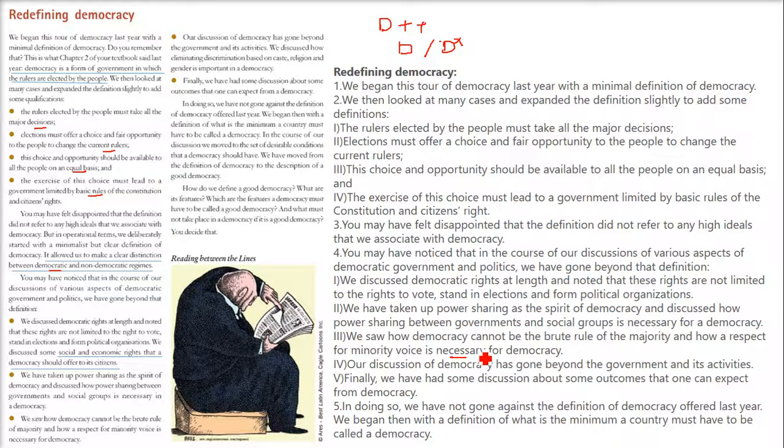So our discussion of democracy has gone beyond the government and its activity. We have discussed some outcomes that we can expect from democracy. If we have a democracy, what are the outcomes that we generally see for it? In doing so, we have not gone against the definition of democracy anywhere, but we begin with the definition, the minimum thing we expect from a democracy, what democracy provides to the country, because democracy is all about people.